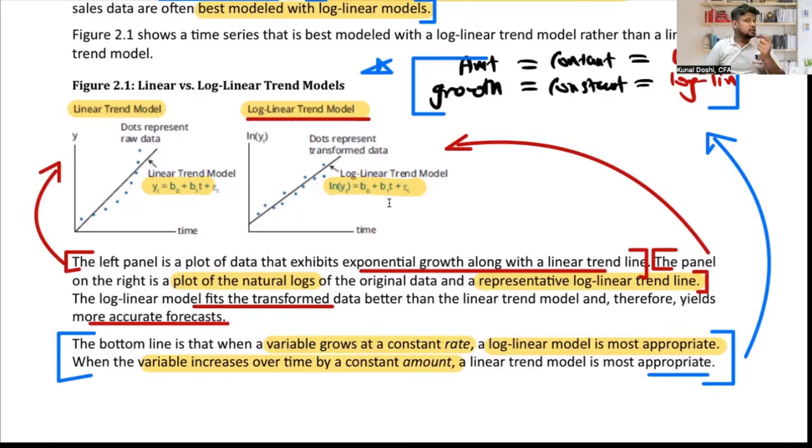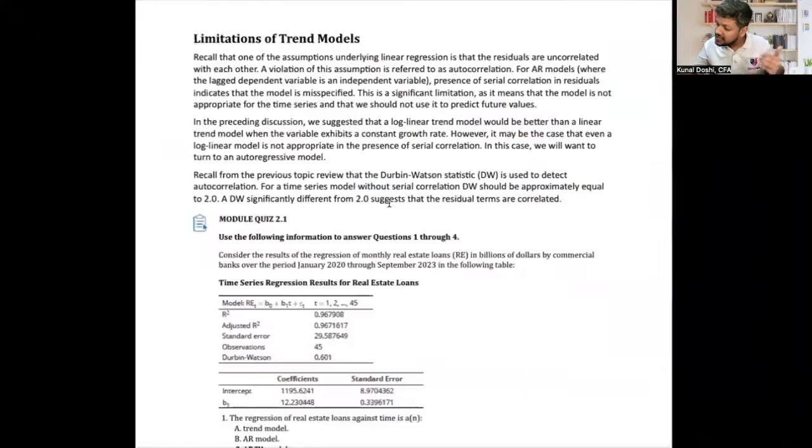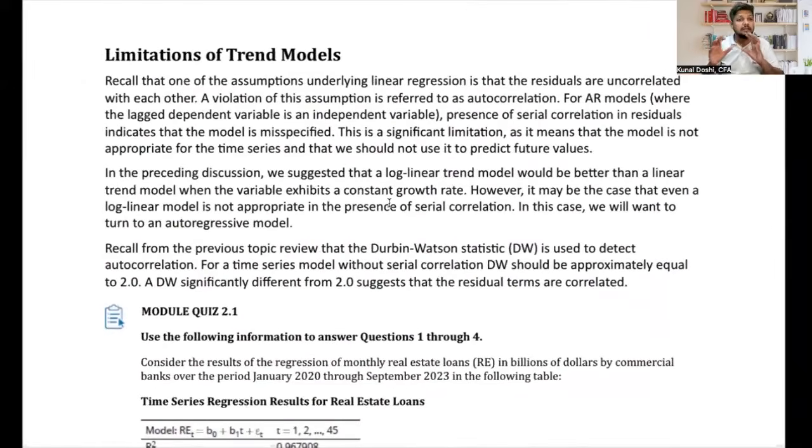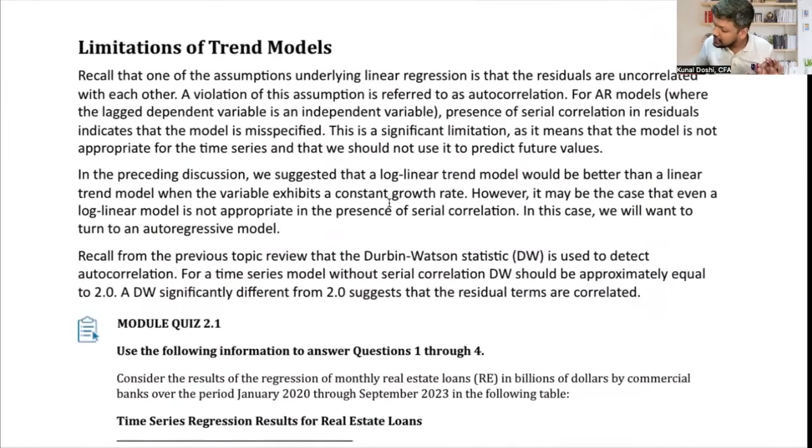Okay. Now also remember, we discussed that the log lin model takes care of the autocorrelation. But what is autocorrelation or serial correlation? The problem of serial correlation is one of the limitations of the trend models. The assumption underlying linear regression is that the residuals are uncorrelated. But here you will say that, sir, the residuals are correlated, isn't it? Because last year's outcome will be used to predict the next year's outcome, isn't it? So the violation of the assumption is referred to as autocorrelation, right?